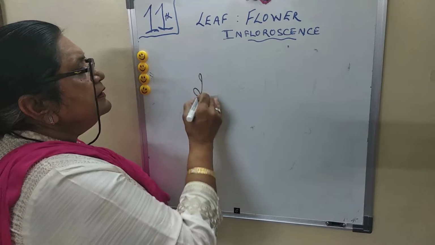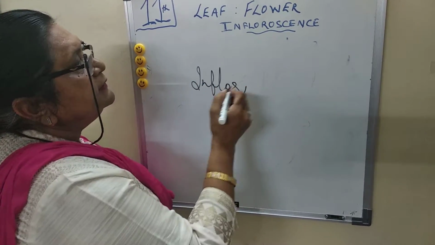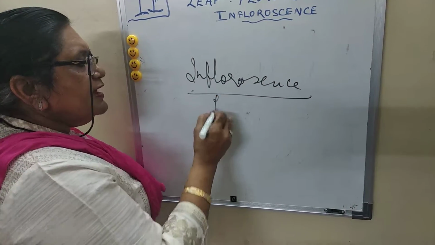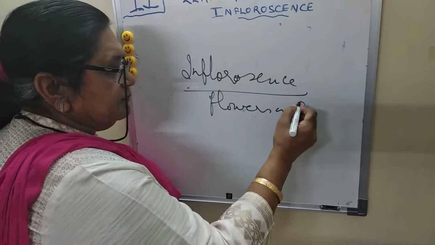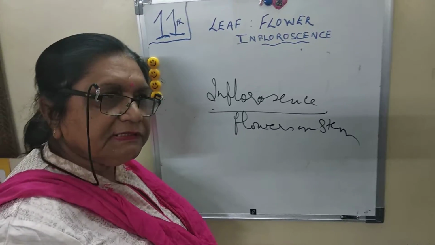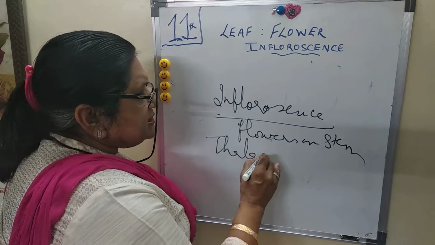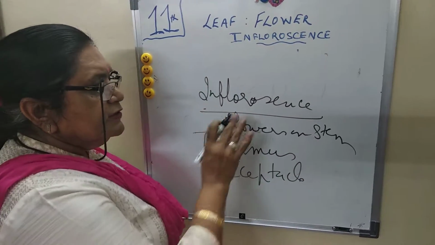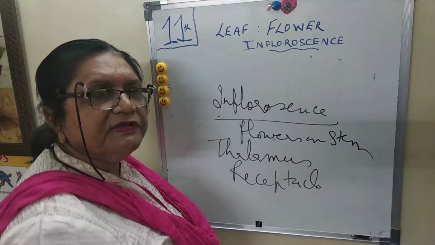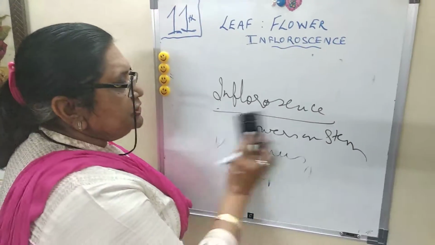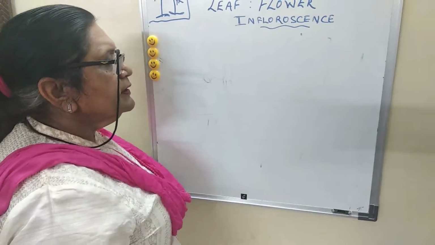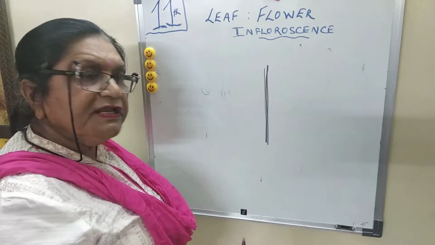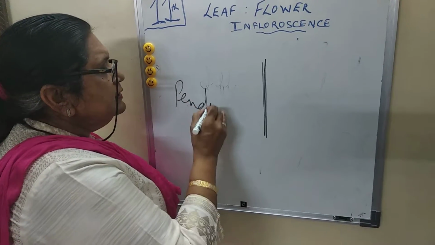Second comes the inflorescence and flower. Inflorescence: the arrangement of flowers on the stem is called inflorescence, or the structure thalamus, the receptacle, that is a part of a flower. So inflorescence means arrangement. You have seen very beautiful flowers in nature. So how they are arranged, two types. Suppose this is the axis. The axis which gives rise to flowers is called the peduncle.